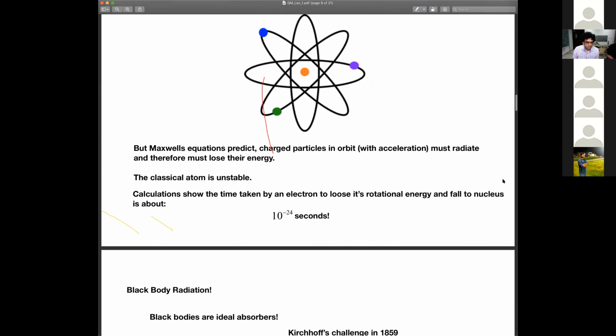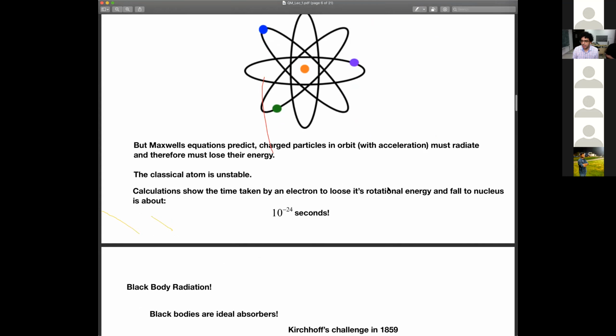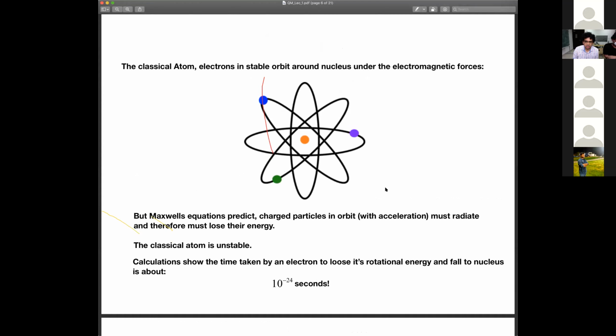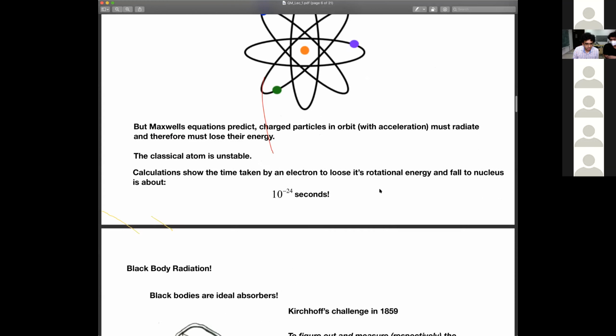Okay. So then there would have been no atoms, no molecules, no structure, and no me, no you, nothing. So that's actually a big problem. So the laws of classical mechanics and electrodynamics are not compatible with the structure of the atom that emerged in the beginning of the 20th century.